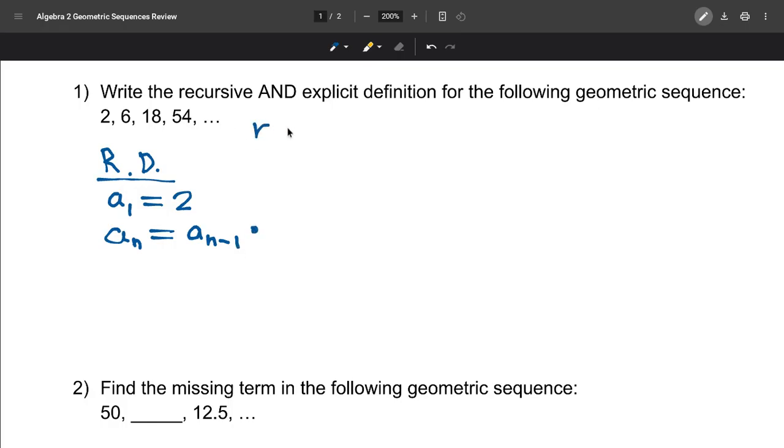So to find the common ratio r, you take any term and divide it by the term before it. So I could take the second term, 6, and divide by the first term, 2. Or the third term, 18, divided by the second term, 6, and so on. If I divide 6 by 2, I'll get 3. So we're going to multiply it by 3. And that's for when n is greater than 1.